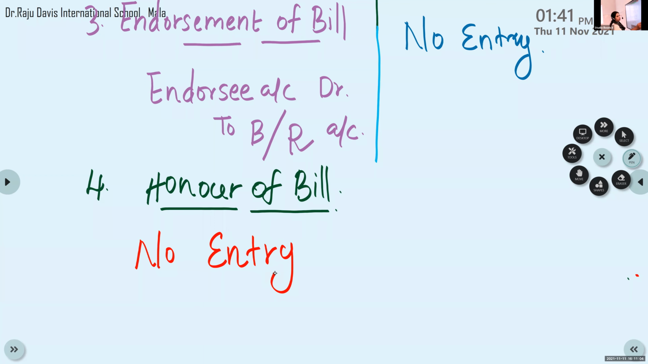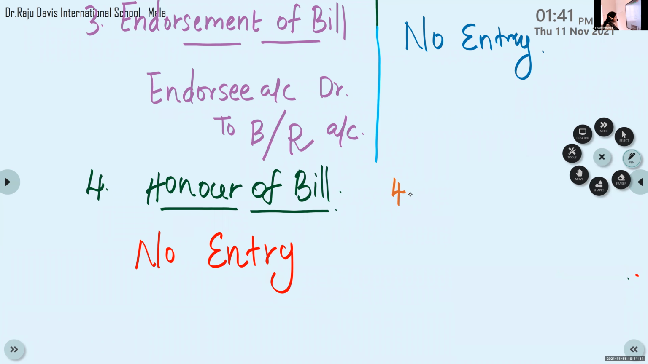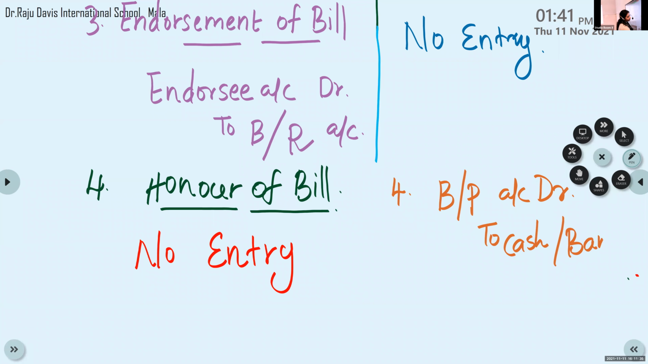But for drawee, there is an entry. Why? He should make the payment. He is the one making the payment to the endorsee. Whether it is endorser, drawer or endorsee, drawee should make the payment. So the journal entry is the same: bills payable account debit to cash or bank account.